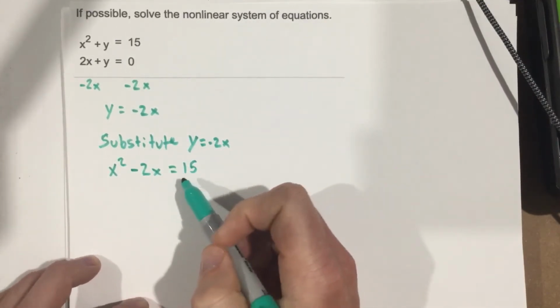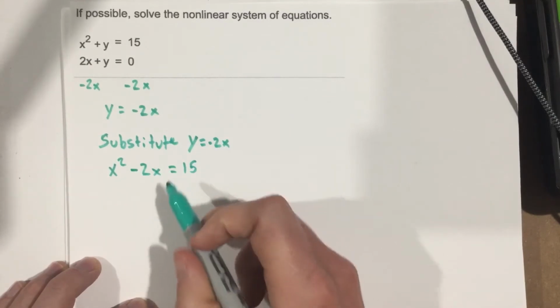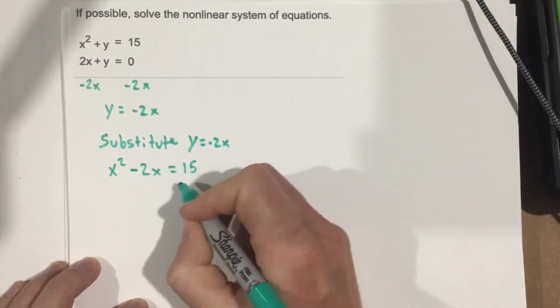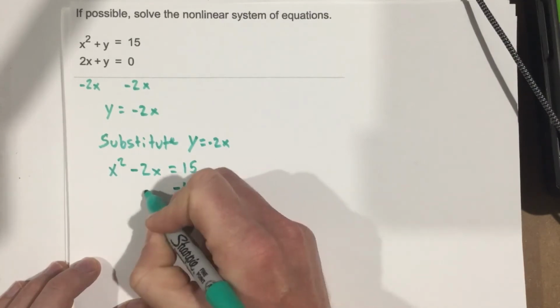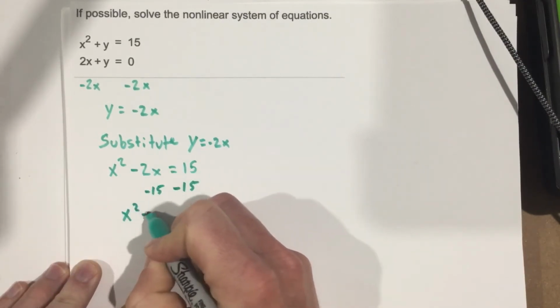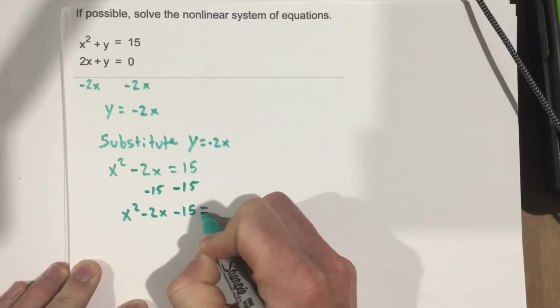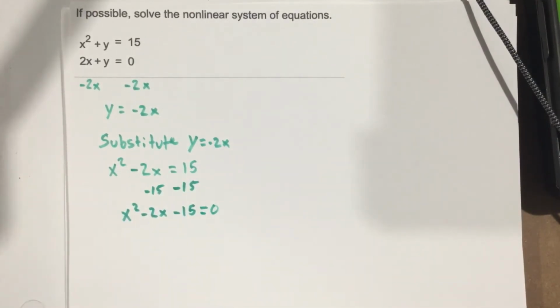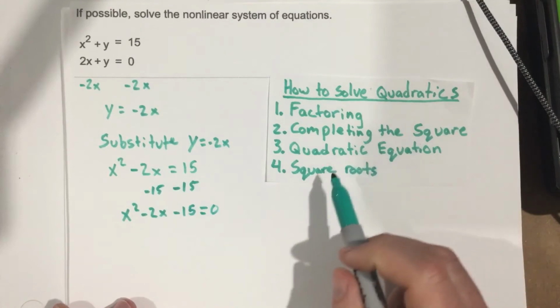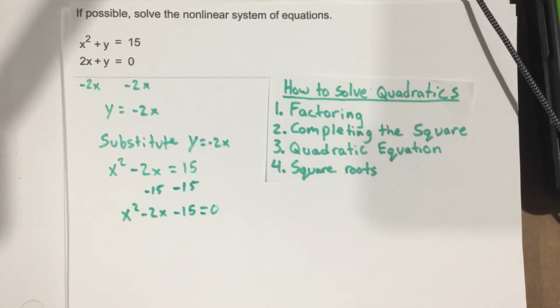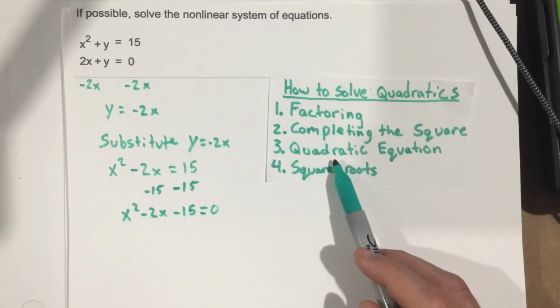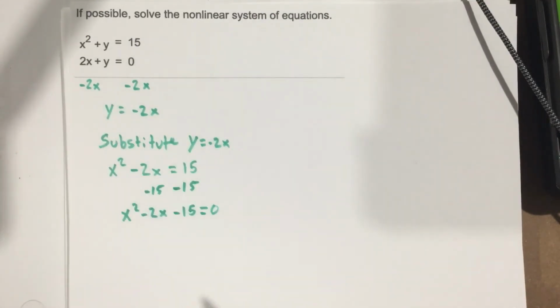Now I have a quadratic that I can solve, and whenever we want to solve a quadratic we need to set it equal to 0. So I'm going to subtract 15 on each side. You get x squared minus 2x minus 15 equals 0. Now when we go to solve a quadratic, remember we have 4 ways: we can factor it, complete the square, use the quadratic equation, or use the square root method. I usually try to factor it, especially if the leading coefficient is 1. If I can't factor it, I'm going to go straight to the quadratic equation. So let's see about this factoring.